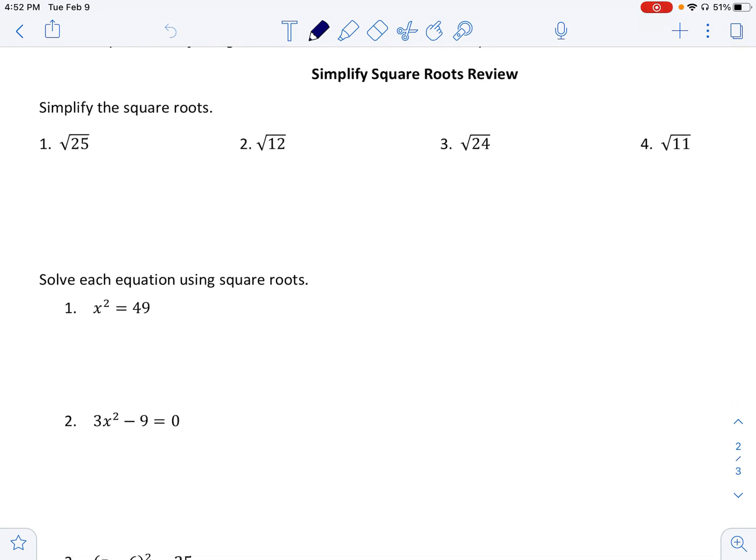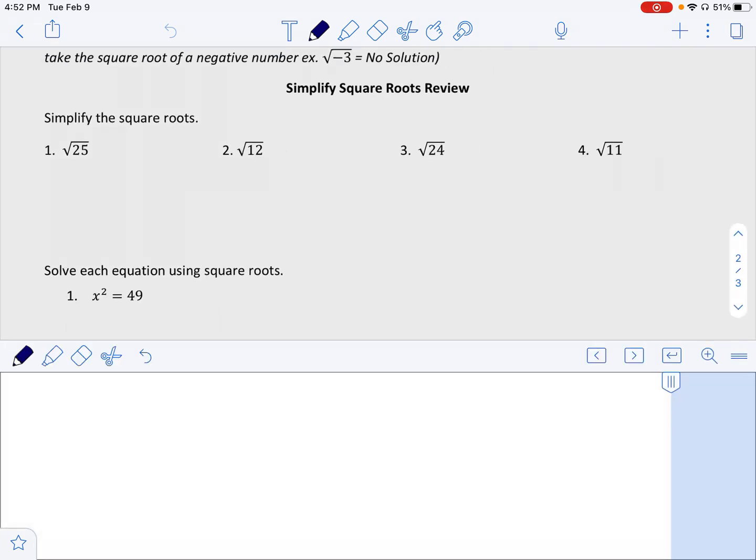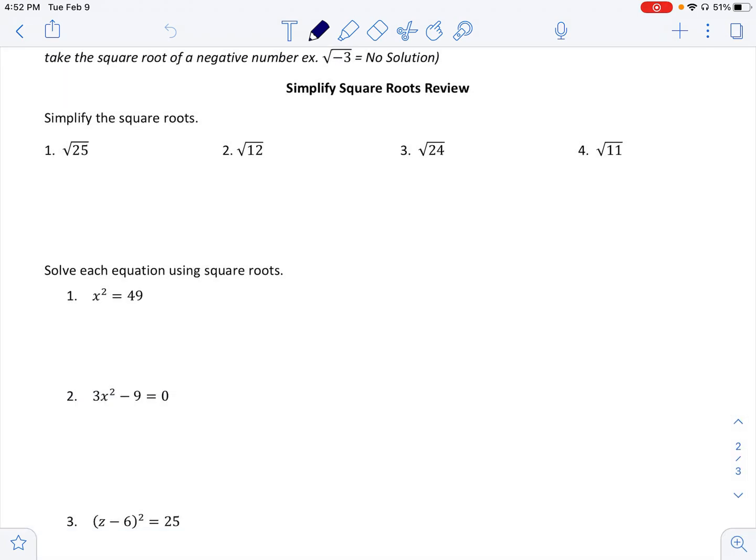So when you take the square root of 25, if you put this in your calculator, or if you just think about it, the square root is just undoing a number that has been multiplied by itself. So the square root of 25 is 5, because 5 times 5 equals 25. So those are perfect squares. 25 is considered a perfect square. If you take the square root of anything that is a perfect square, you get a whole number.